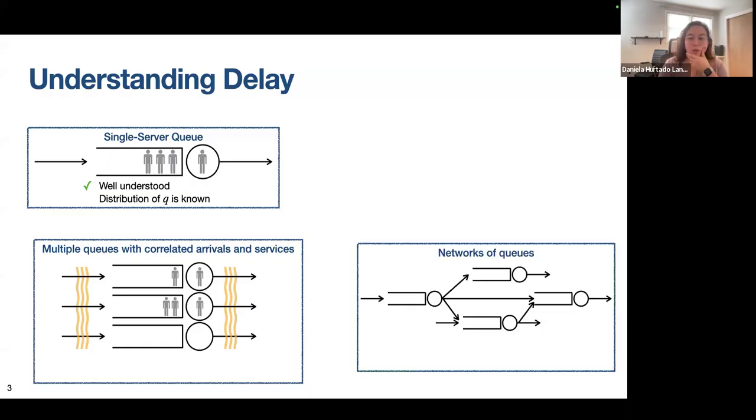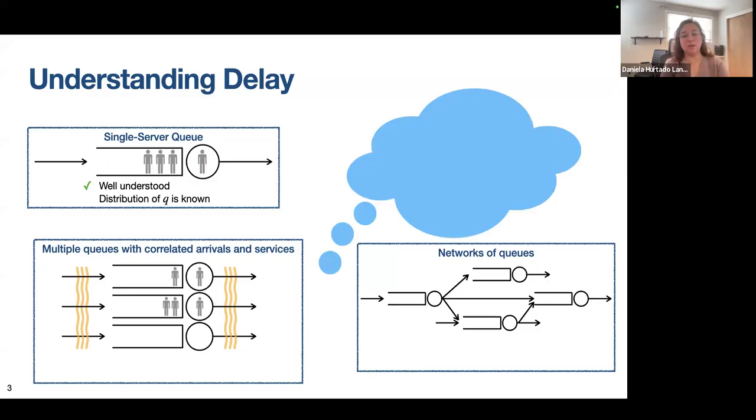Another way of drawing multiple queues is a network, right? Where there's a bunch of single or multiple server queues, and then after leaving one queue, you go to another one, and then you may leave the system, or you might join another one if you go down this path, etc.